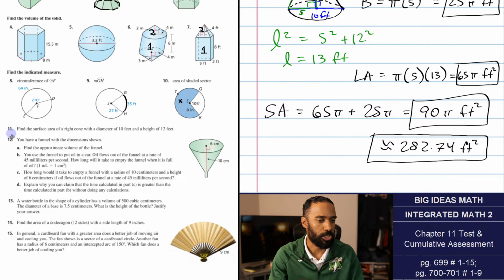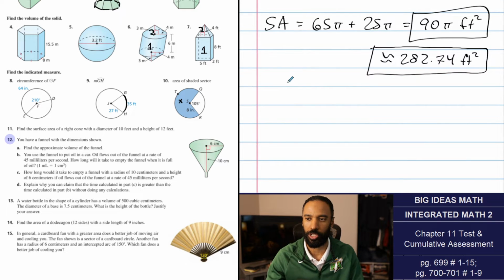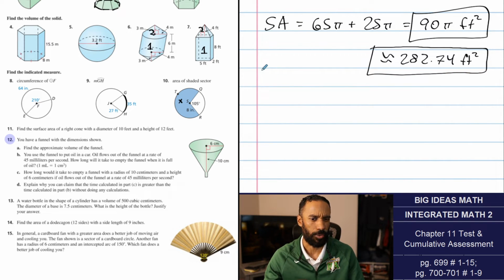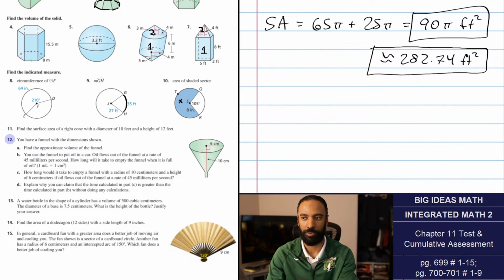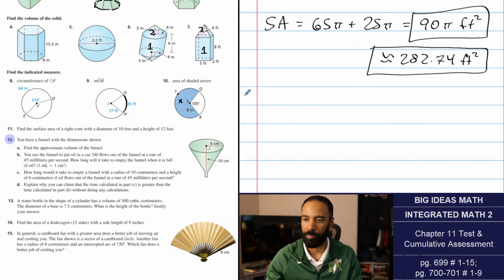All right, number 12, 4 parts. You have a funnel with the dimensions shown. Oh, it's on the right. Okay, you have a funnel with the dimensions shown. I think we're assuming it's just a cone, like an inverted cone, that there's no actual, like, width there that we're referring to. So I hope that's okay. Unless they talk about it. Part A, find the approximate volume of the funnel.